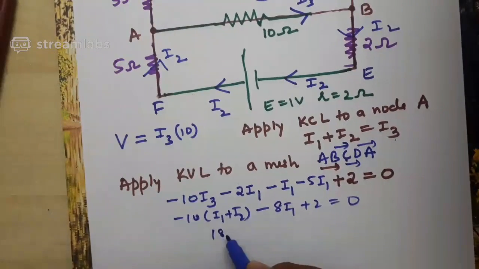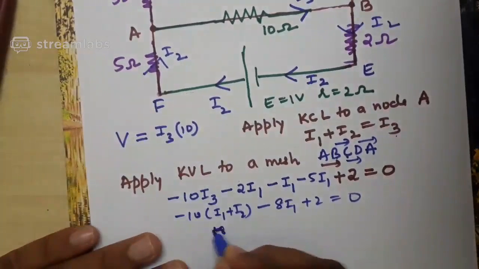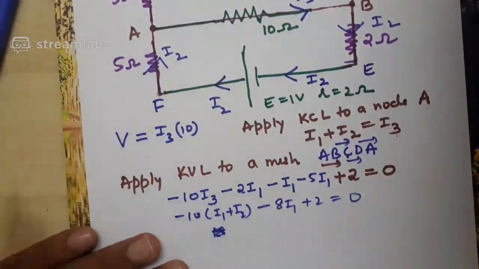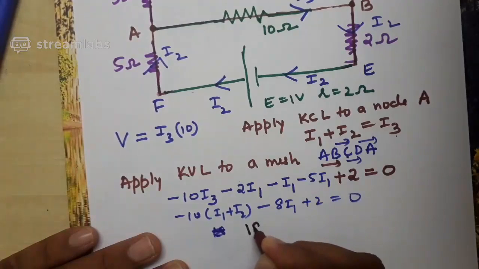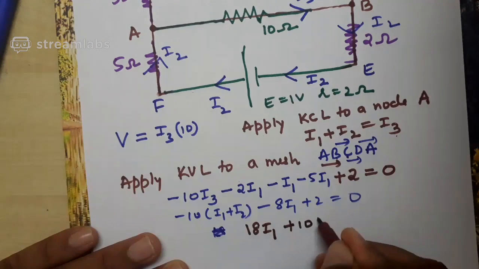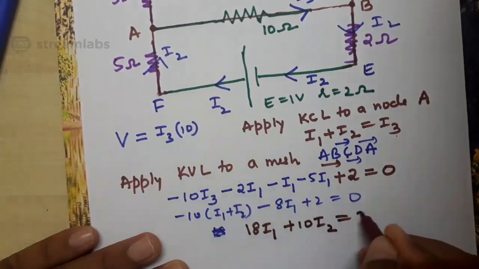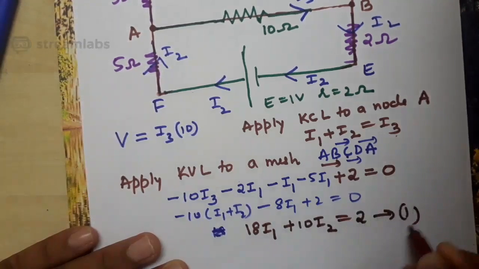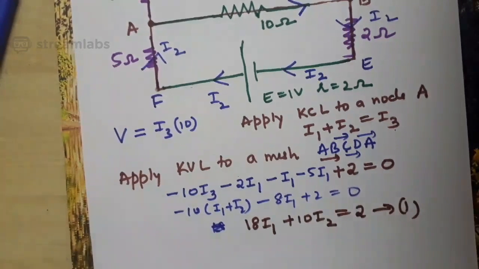what do you get? 18 I1, 10 I2 is equal to 2. I said 18 I1, 10 I2 is equal to 2. Equation 1.